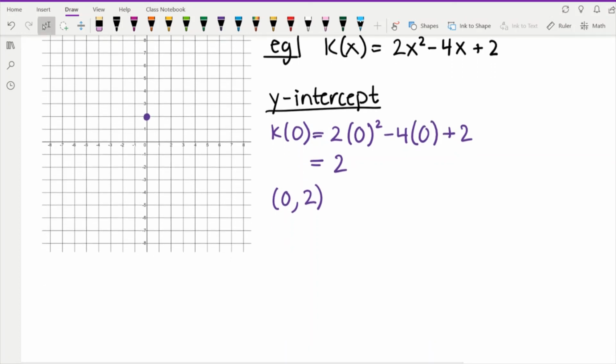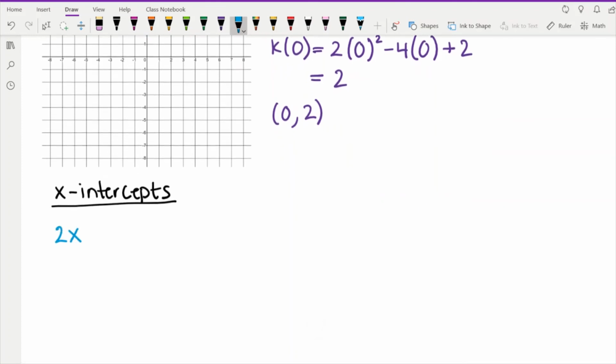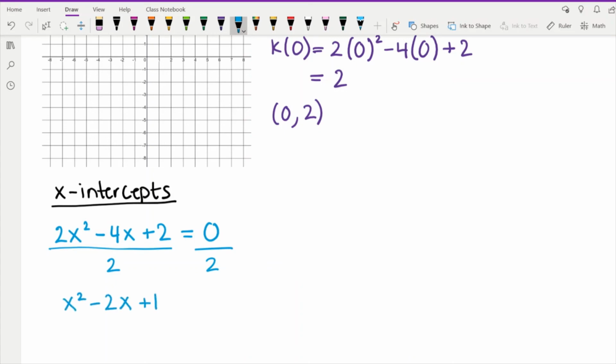And so now to find the x-intercepts, we want to take the whole function and set it equal to 0. So that's 2x squared minus 4x plus 2 is equal to 0. And as with the last one, before you try to factor this, see if there's something you can divide both sides by that will make it easier to factor. So in this case, we can divide both sides by 2. And so that would give us x squared minus 2x plus 1 is equal to 0.